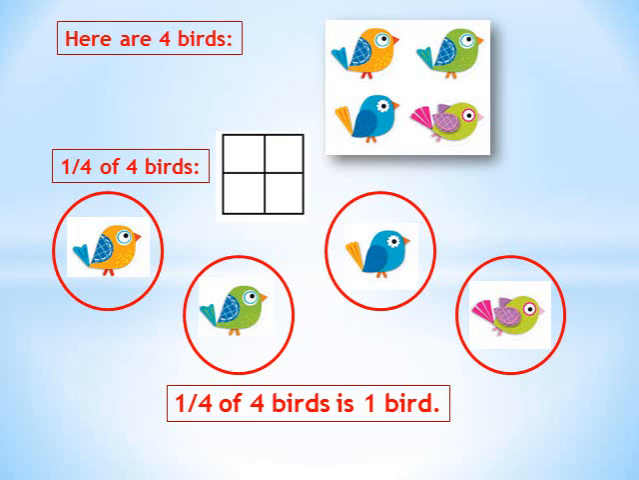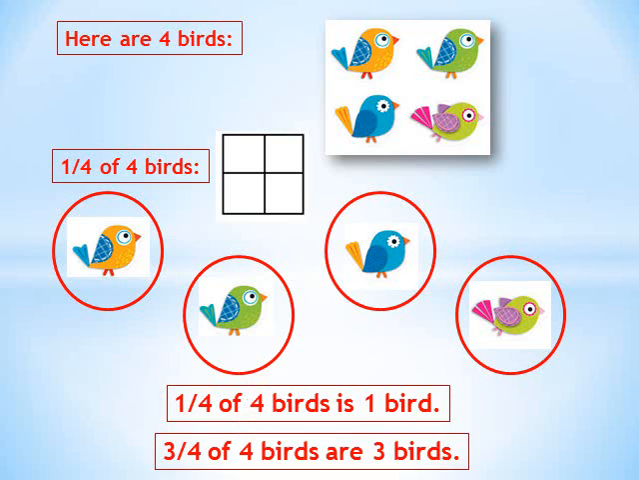Exactly. Can you check your answer? Can you check that this one is correct? How? If I add the 1 to itself 4 times, 1 is a quarter. So to get the whole, I will make 1 plus 1 plus 1 plus 1, 4 times. It will give me 4. So my answer is correct.